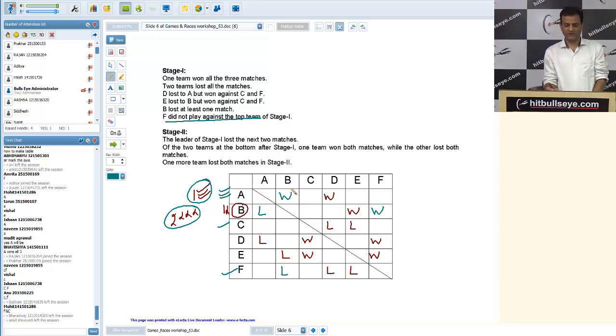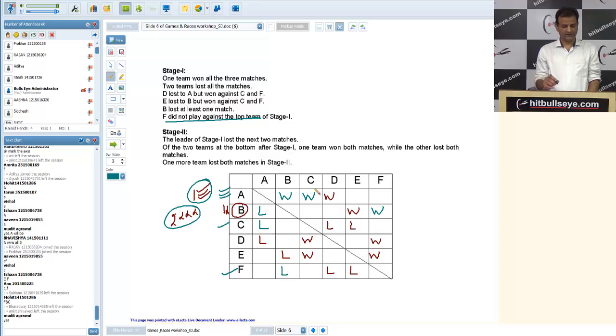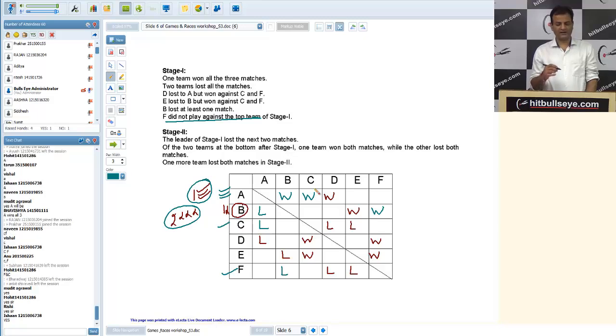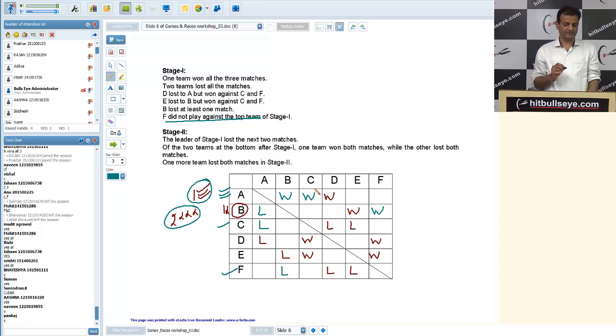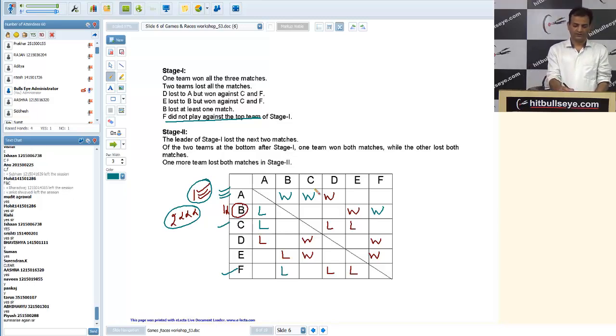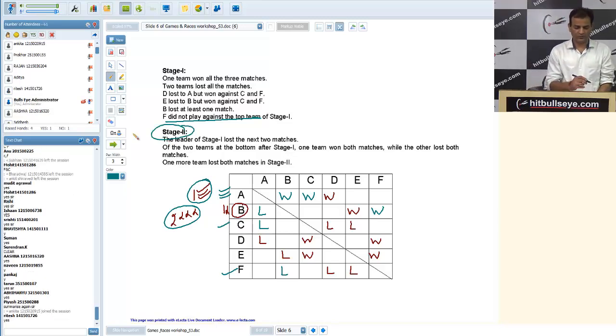And there is one team, C, left. C has to play with A, C will lose against A, and A will win against C. Now in the first stage, you can see students, 3 matches have been played. Is it clear to everyone? Students, is it clear? You have to arrange the data in a tabular form so that it's easy to understand at the end. Now I will come to stage 2.